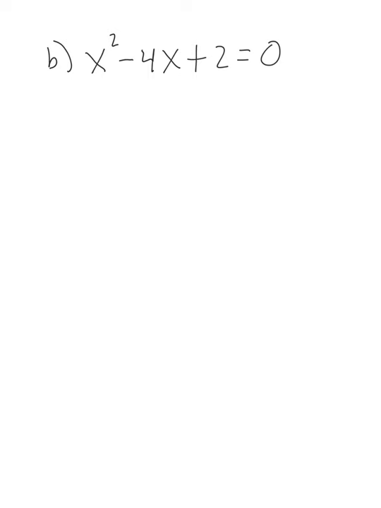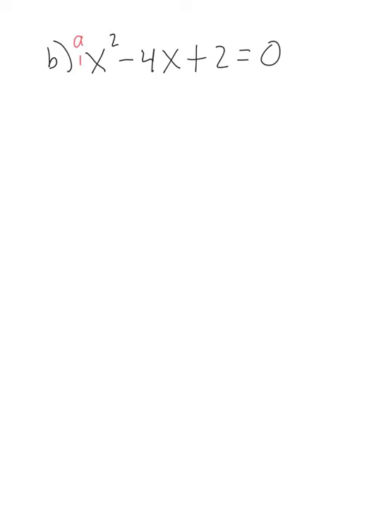Same directions, question B. We're going to solve the following equation with quadratic formula. X squared minus 4x plus 2 equals 0. So step 1, first the equation needs to be in standard form, set equal to 0. This one already is, yay! So since the equation is already in standard form, now we can jump into the next step, identify A, B, C, and plug into the quadratic formula.